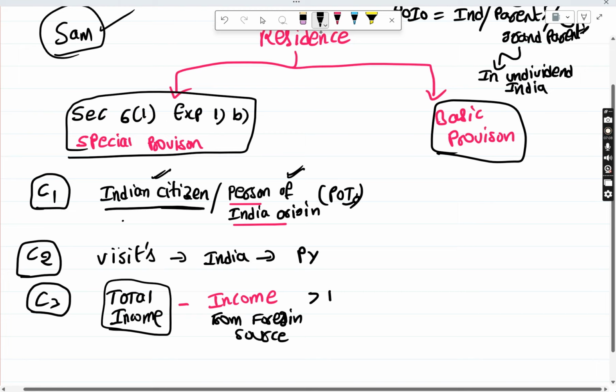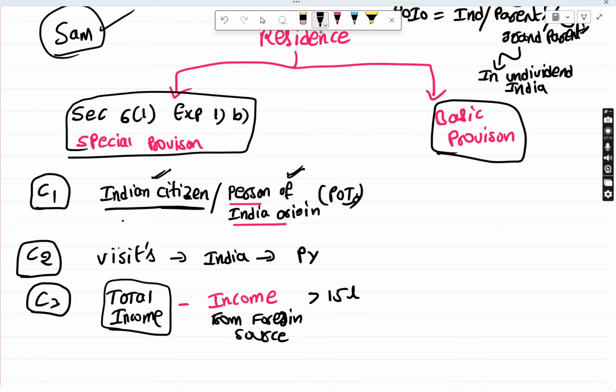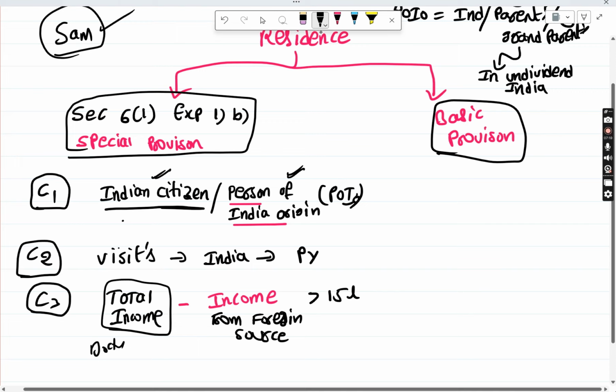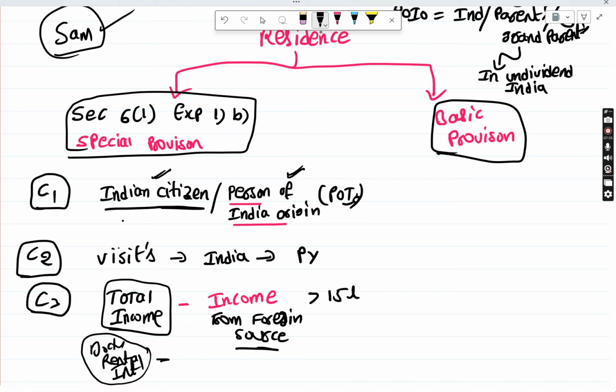foreign source, is greater than 15 lakhs. Let's say I'm a doctor, and I also have a house from which I'm getting rental income, or there is a fixed deposit from which I'm getting interest. I will add all my income, and from that, if I'm getting any income from a foreign source, let's say some of my foreign clients are paying money to me, I'm going to deduct it.